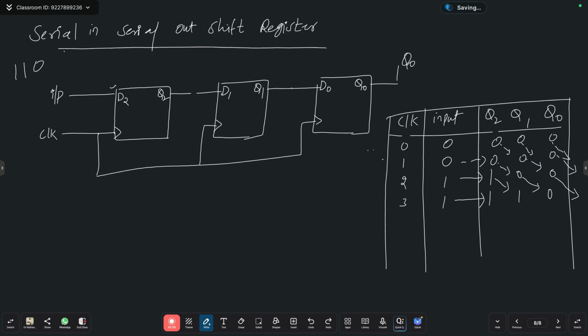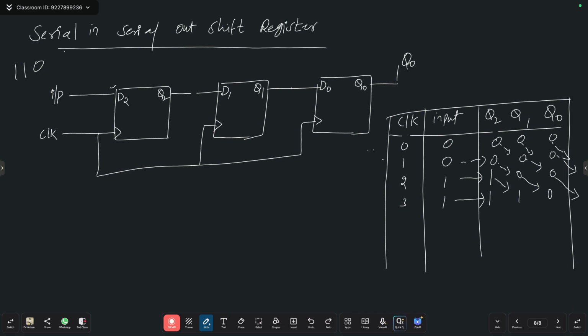In the same situation, same condition, in serial in, parallel out, what happened? You got the output. What is that output? It is shifted. All the 1, 1, 0 is shifted to the next device. Yes or no? In 3 clock pulses. Just compare.